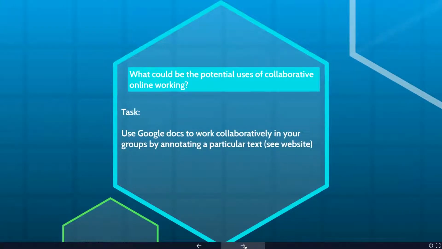If we look at the outputs, the potential uses of collaborative online working, well, that's again dictated by your circumstance. The task we have this week is to use Google Docs to work collaboratively in your groups by annotating a particular text. This is a link that I've put on the website, and it's something to hopefully get people used to using Google Docs, so another technology to explore, but it might be something that you find interesting in terms of the actual insights it gives you into that particular text that you'll be teaching in your classrooms.